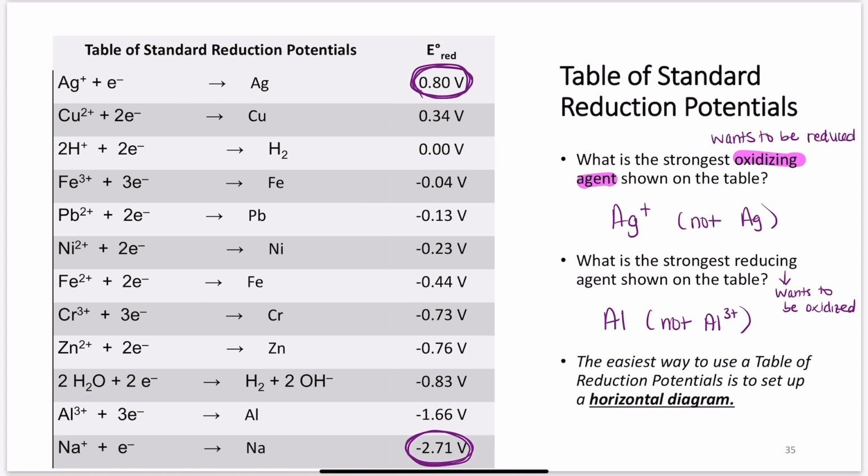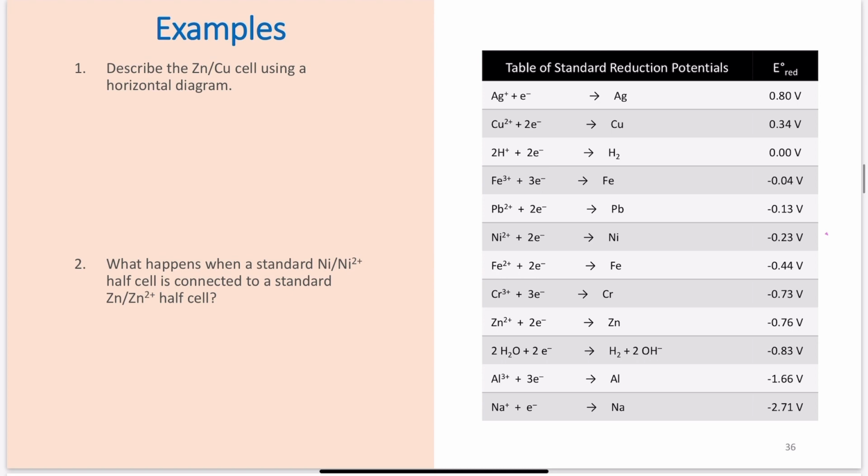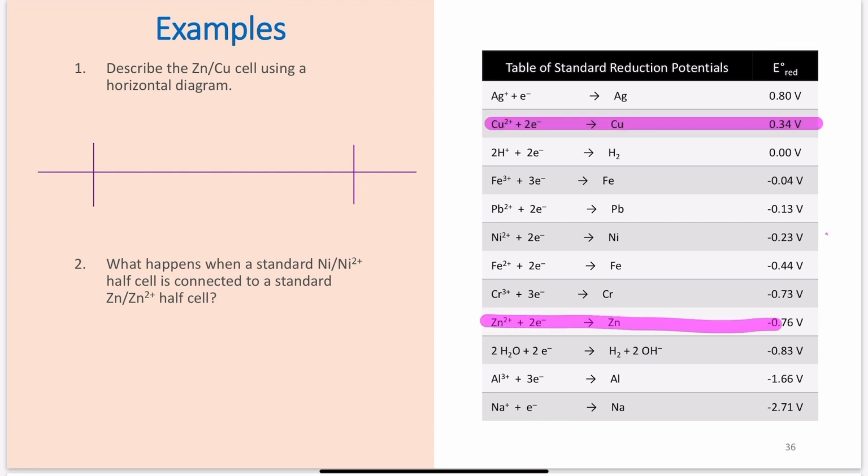The easiest way to use the table of reduction potential is to set up a horizontal diagram. You are not required to do this, but I personally find it to be the easiest way to think about this. So let's go ahead and see what I mean by that. Describe the zinc copper cell using a horizontal diagram. Okay, what I'm going to do is I'm going to write out a number line. And I'm going to put my species on here. So let's find zinc and copper. Here's my copper, and my zinc is down here.